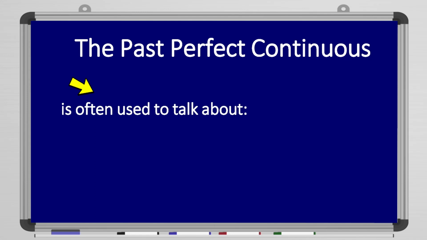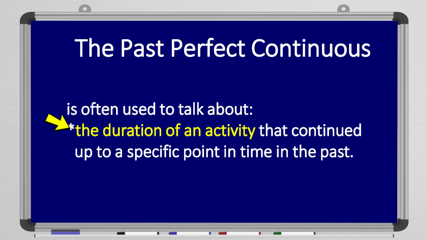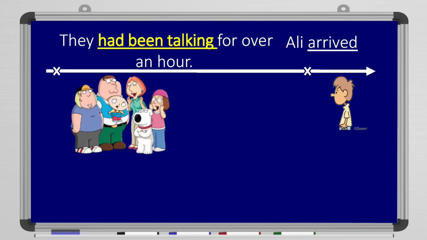Now, when do we use it? We use it to talk about what? A duration of an activity, how long an activity took. We also talk about this activity in which tense? In the past. Yes, exactly. So let's look at this timeline. Here is a family. They had been talking for over an hour. So they had been talking for over an hour because it's in the past. And Ali arrived. All of these actions took place in the past.